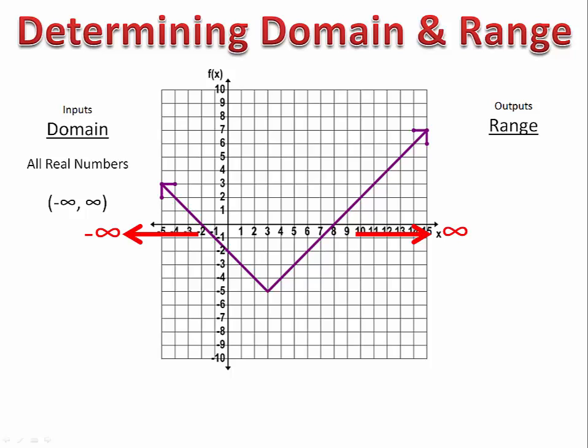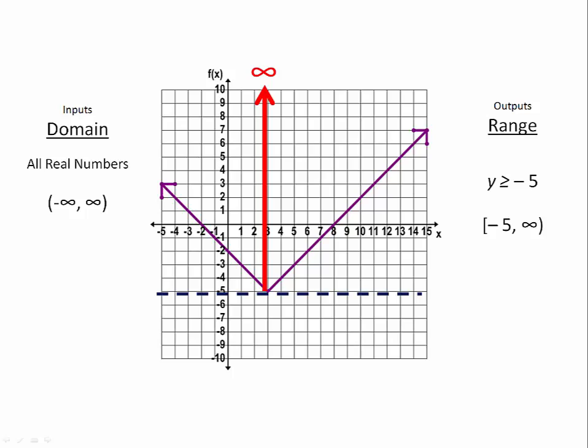What outputs can you expect to get? We'll begin by looking at the lowest part of the graph. The bottom of the graph is at -5. That's the smallest output. How about the largest? We notice that the graph opens upward infinitely. Therefore, the outputs are all real numbers greater than or equal to -5, or from -5 to infinity.